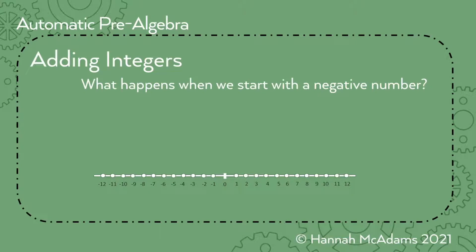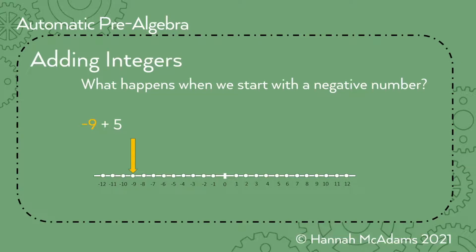What happens when we start with a negative number? Well, let's try this. So negative 9 plus 5. What's going to happen? Well, we start at negative 9. And then if it's a negative plus a positive, you subtract. And then you keep the sign of the larger absolute value. Right. But which direction are we going to move on the number line?